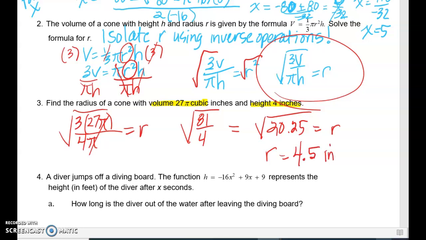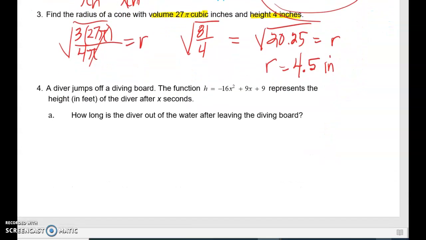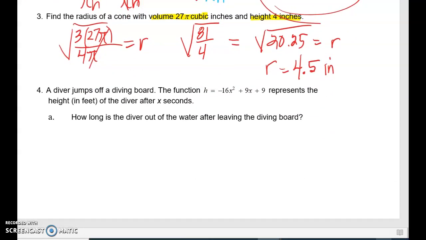inches. Okay, so in your assignment, you're going to see some formulas that have to do with area instead of volume. So think about how to utilize that formula.